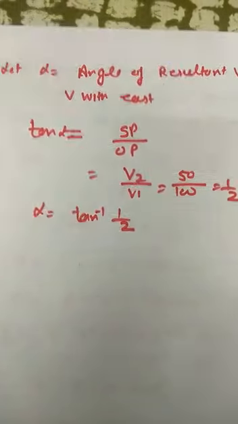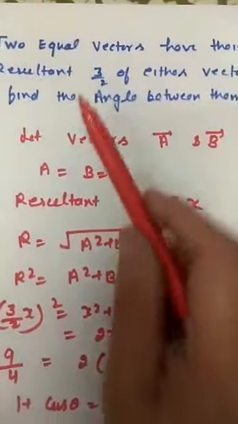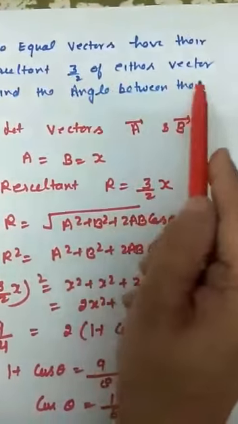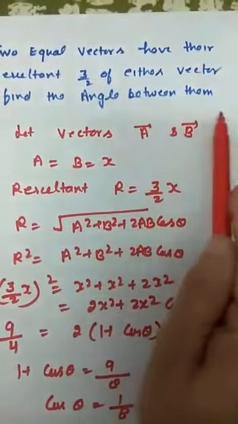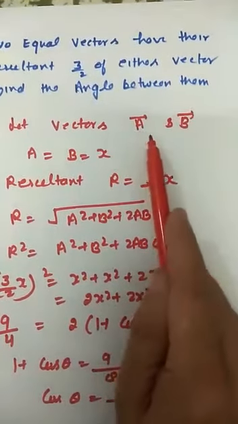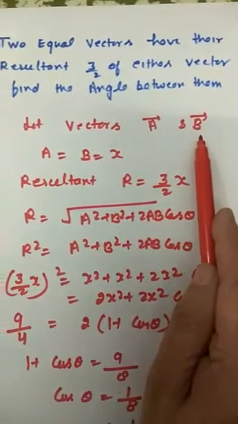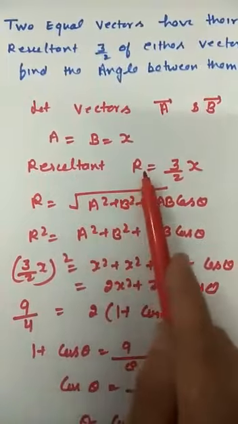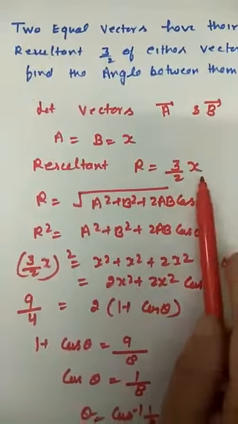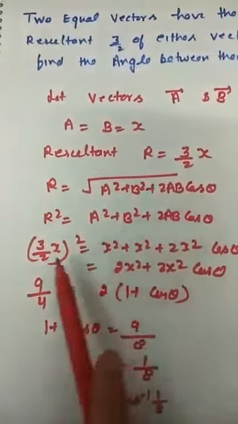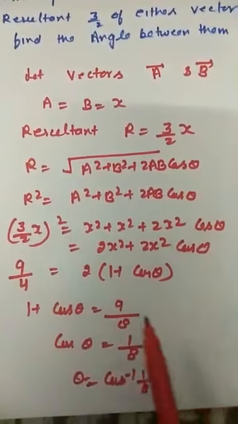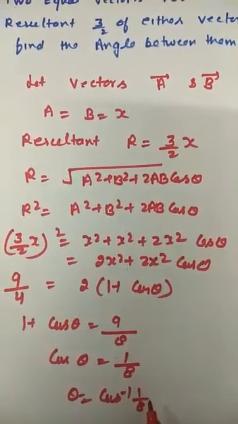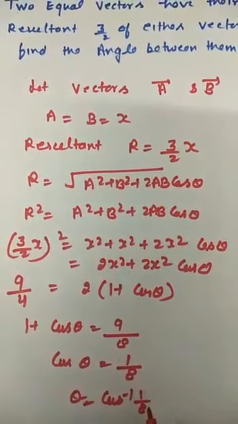Let's take another example. Suppose two equal vectors have a resultant 3 by 2 of either vector, and we have to find the angle between them. These are the two vectors A and B, equal in magnitude, so A is equal to B is equal to x, and the resultant R is equal to 3 by 2 of x. By putting the formula in, we find theta is equal to cos inverse 1 by 8, and we can find its value by log table.